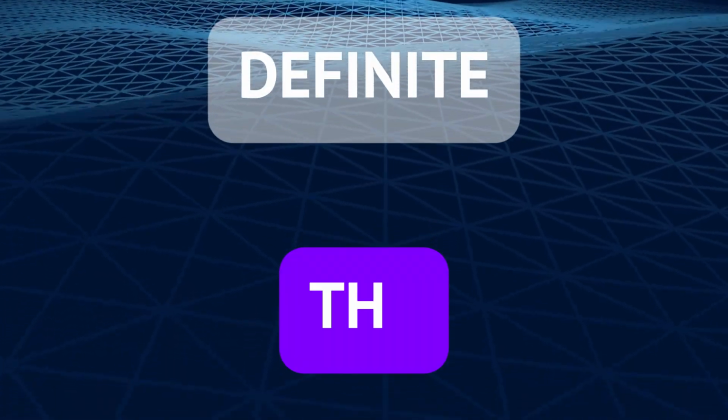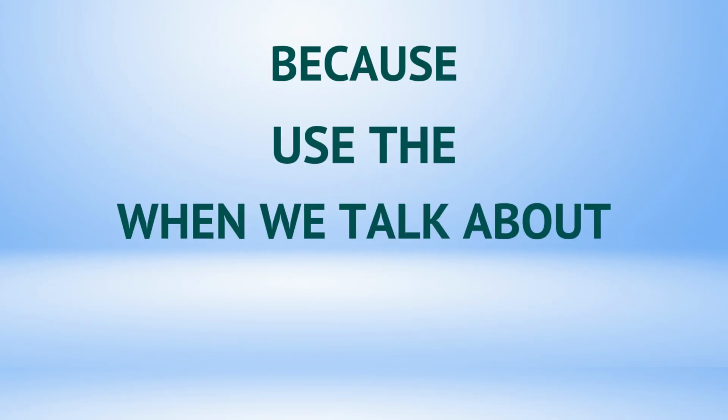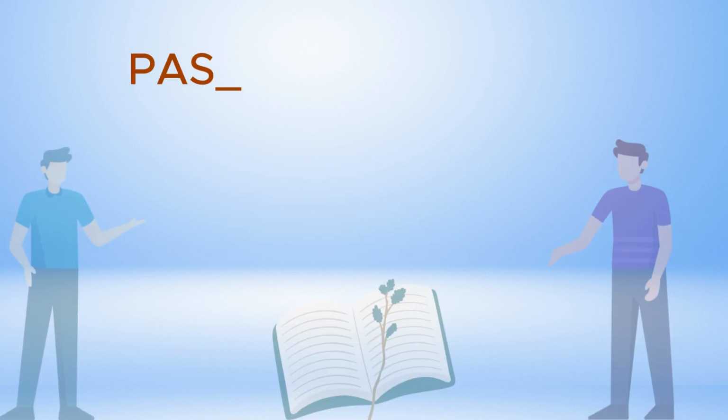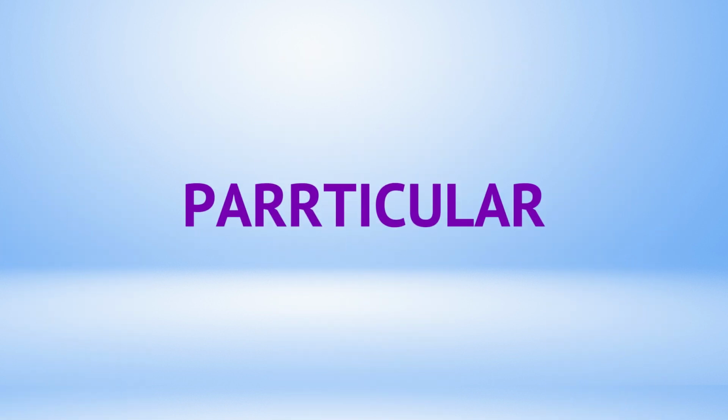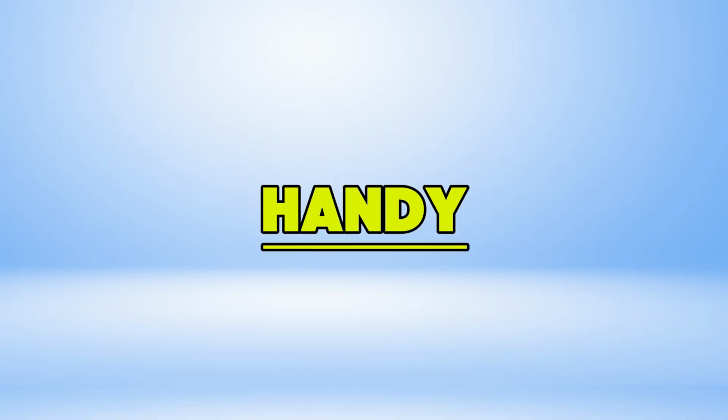Definite articles. The is called a definite article because it is used when we are talking about something specific. If I say, pass me the book, I'm asking for a particular book that you know about. The is used in a few situations. So, here's when it comes in handy.